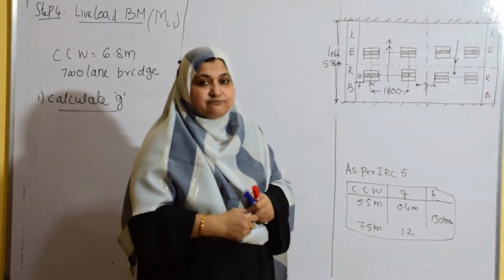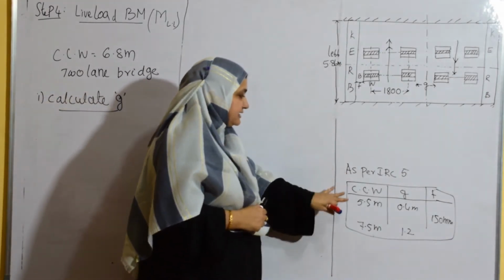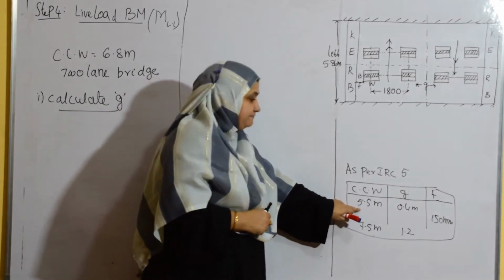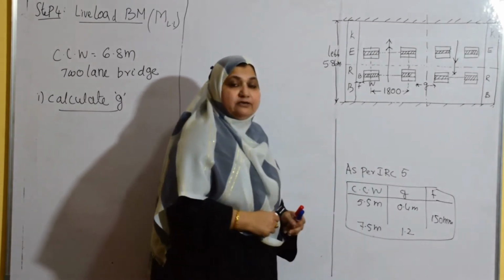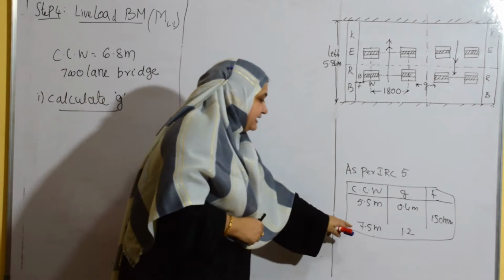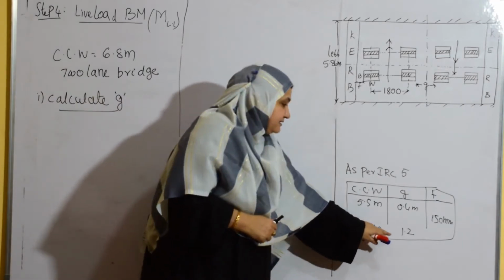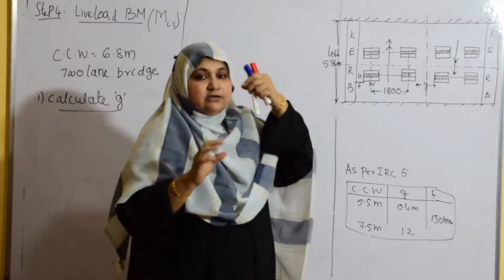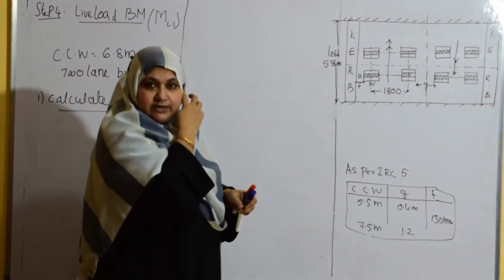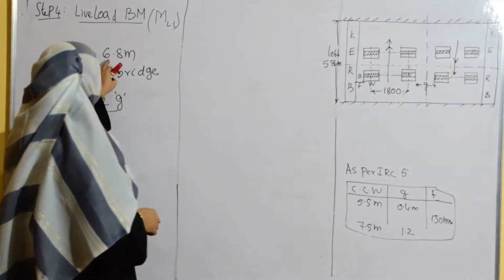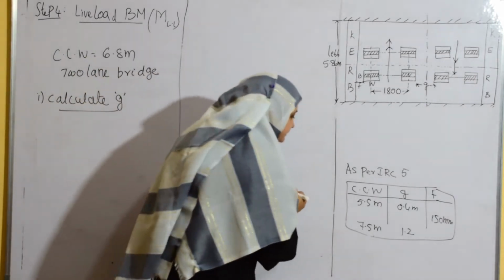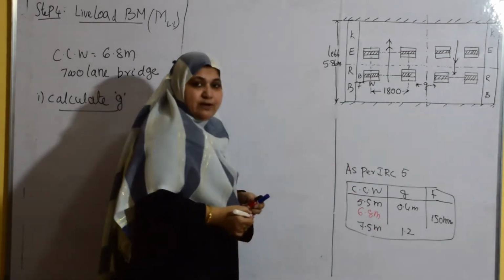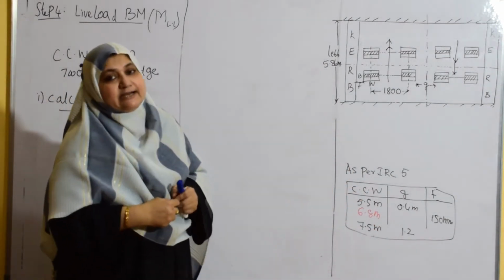There is a table in IRC 5. You can refer to that. For your convenience, I have written it here. If the clear carriageway width is 5.5 meters, then the G value has to be 0.4 meter. If the clear carriageway width is 7.5 meters, then the value of G, the distance between the two crossing vehicles, outer edge to outer edge, must be 1.2 meters. Now our carriageway width is 6.8 meters, somewhere in between these two values, so you have to interpolate to get the value of G.